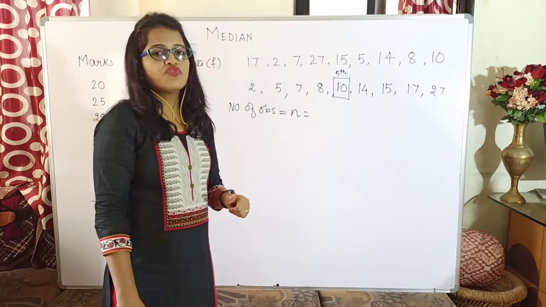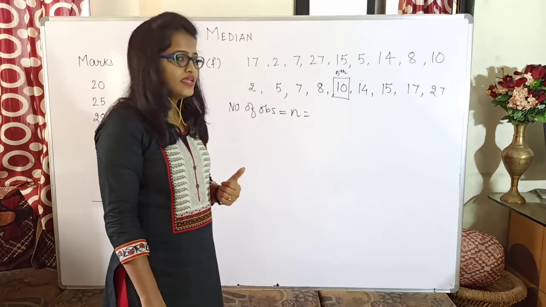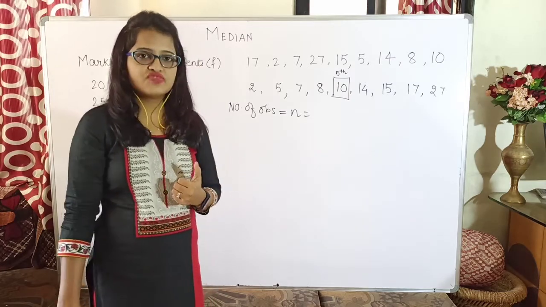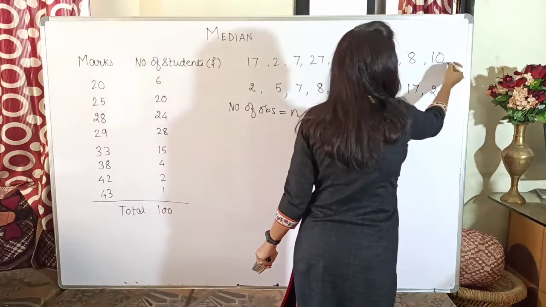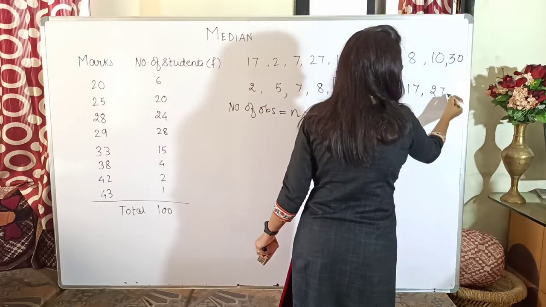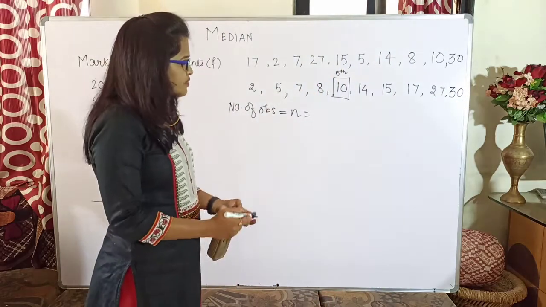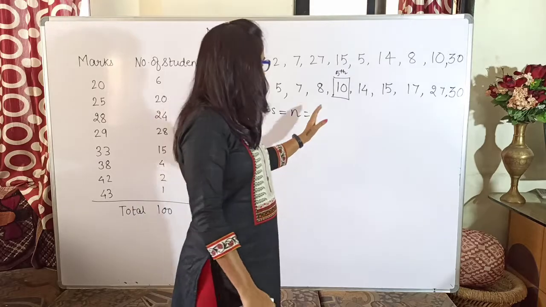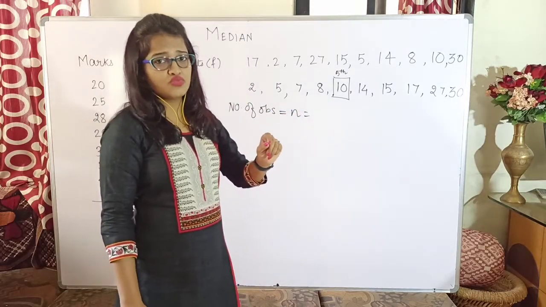When the number of observations are odd and when the number of observations are even. Why? Because if the number of observations are even, suppose I write one more data here, I add 30 to this data, so 30 will get added to my data, isn't it? So now what will be the centralmost value? Again, if I try to see, I will not get a single value as the centralmost.